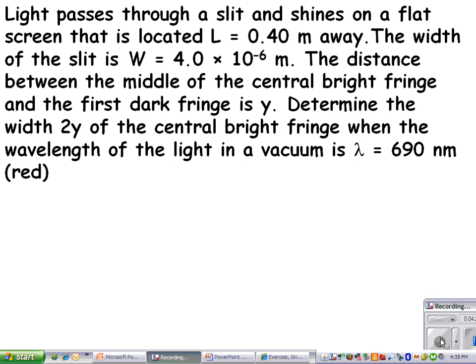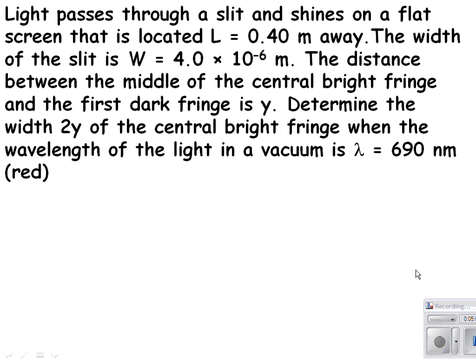So if we look at an example here, we have a problem that says light passes through a slit and shines on a flat screen that is located 0.4 meters away. The width of the slit is 4 times 10 to the negative 6 meters. The distance between the middle of the central bright fringe and the first dark fringe is Y. Determine the width 2y of the central bright fringe when the wavelength of light in the vacuum is 690 nanometers, which is red light. They're saying the central bright fringe has a width of 2y, which makes sense because from the center to the edge where the dark fringe is, is 1y. So we're finding the 2y value.